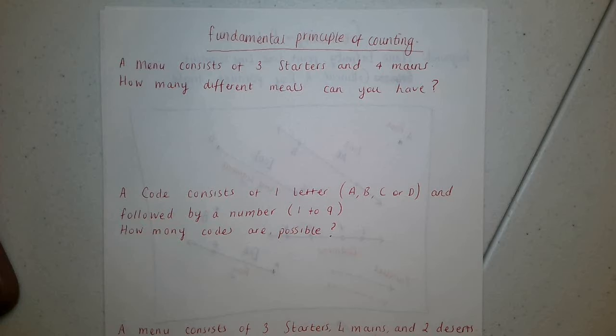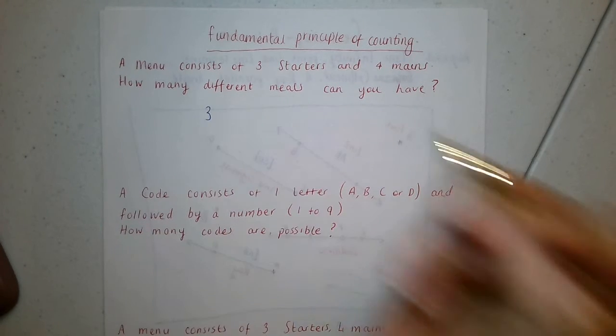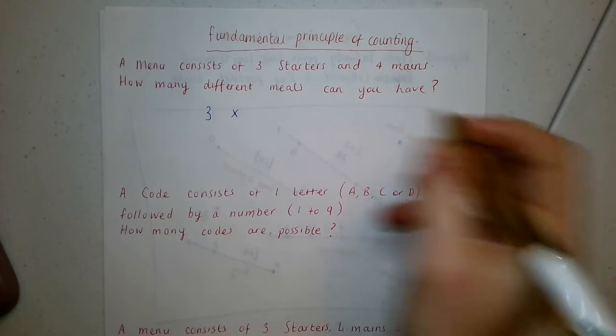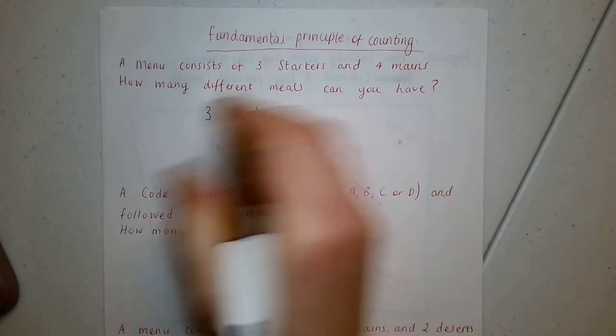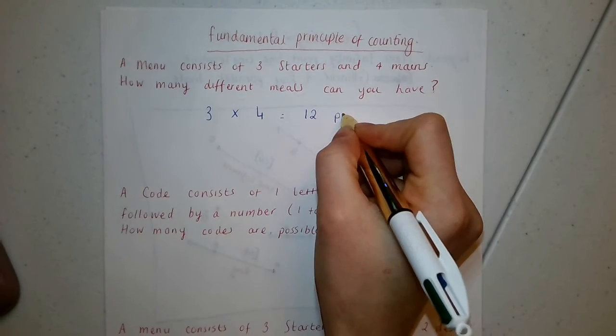Okay, so guys, for the first part there's 3 options and for the second part there's 4 options. So instead of having to list each option out, so starter 1, main 1, starter 1, main 2 and so on, we can actually just use the fundamental principle of counting, which means we just take the amount of outcomes for the first event, which is 3 starters, and multiply it by the amount of outcomes for the second event, which is 4, and so we multiply 3 times 4, so in total there are 12 possible outcomes.